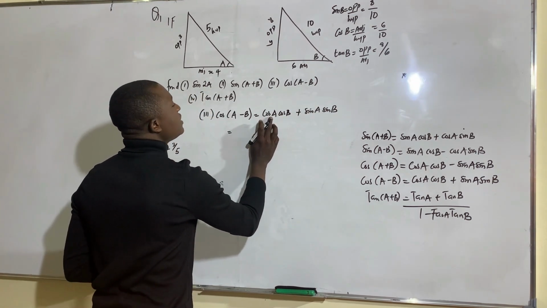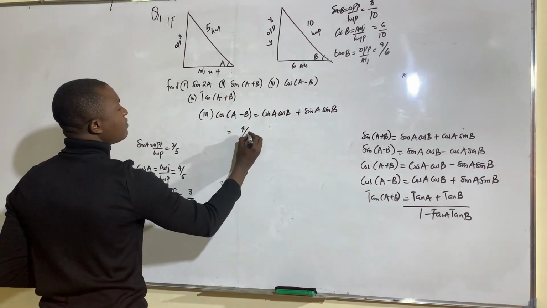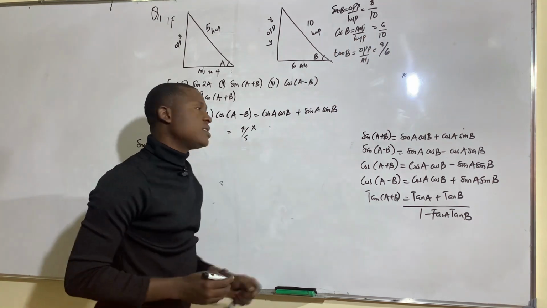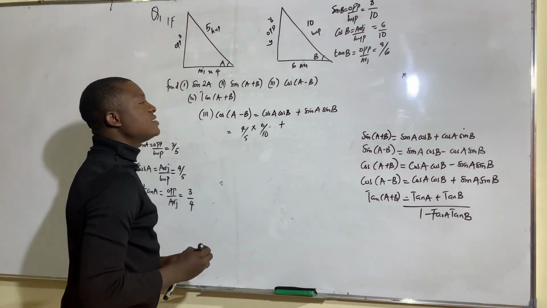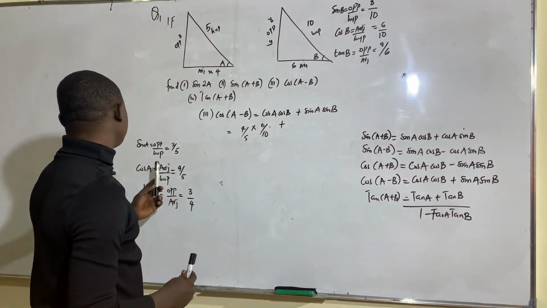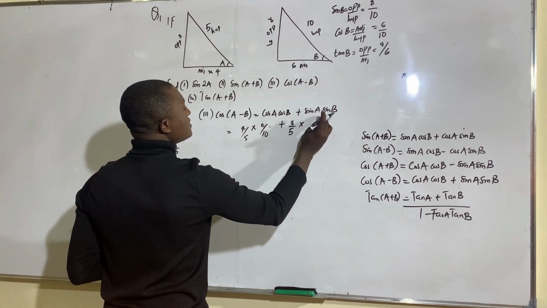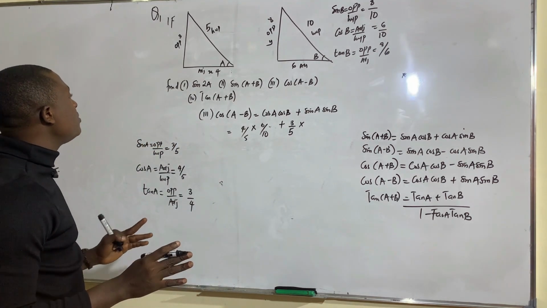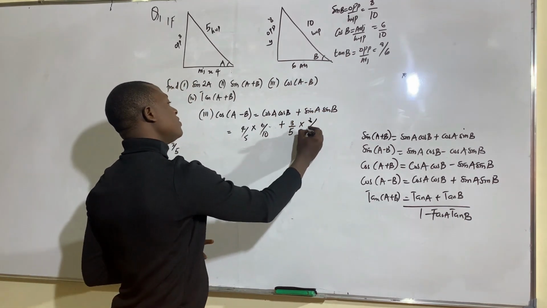So what do we get for cos A? Our cos A is 4 over 5. That means we have 4 over 5 multiplied by cos B, which is 6 over 10, plus sin A. Sin A is 3 over 5, multiplied by sin B. Let's check for sin B. Sin B is 8 over 10. So we have 8 over 10.